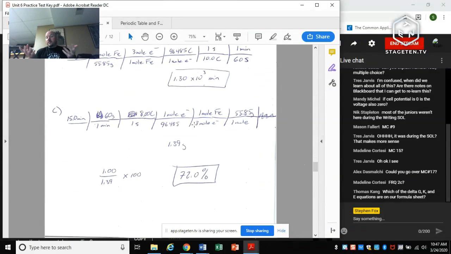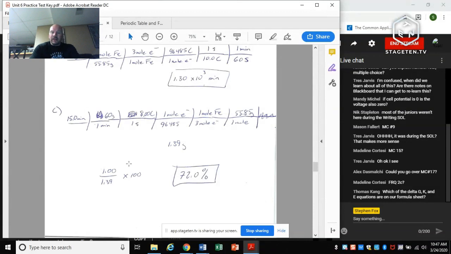And one thing to note is that if you do 100 minus percent error, that gives you percent yield. So percent yield plus percent error equals 100% always. Okay, because if you only got 72% of what you should, then that means you're 28% in error, right?